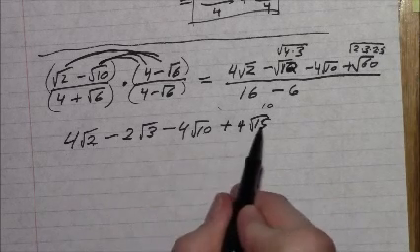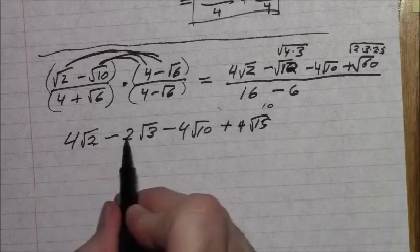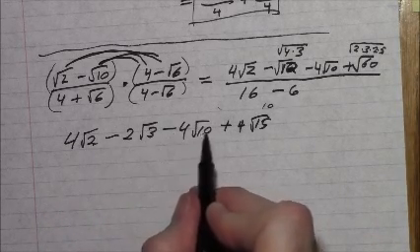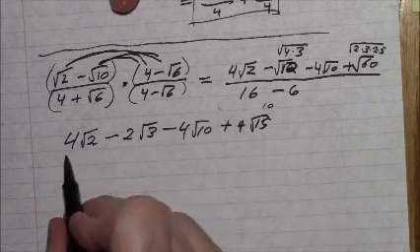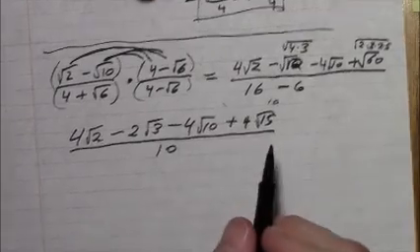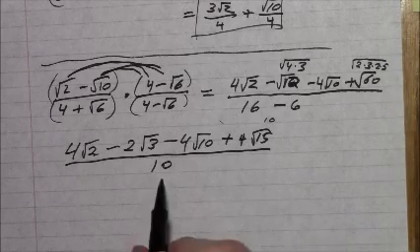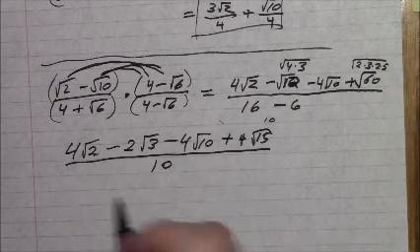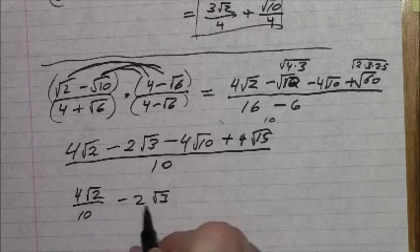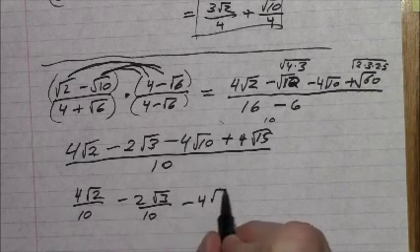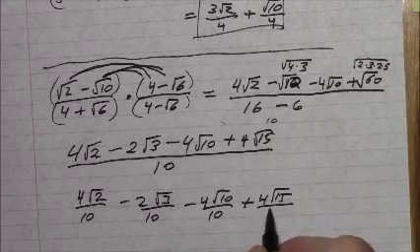Each of these square roots are different, so they're almost like different variables. That's like 4x minus 2y minus 4z plus 4w. Even though the 4's are the same, that doesn't mean that these are the same. And underneath it, we have a 10. Well, we can actually simplify each of these. This is the kind of place where you put the 10 underneath each one of them. 4 root 2 over 10 minus 2 root 3 over 10 minus 4 root 10 over 10 plus 4 root 15 over 10.